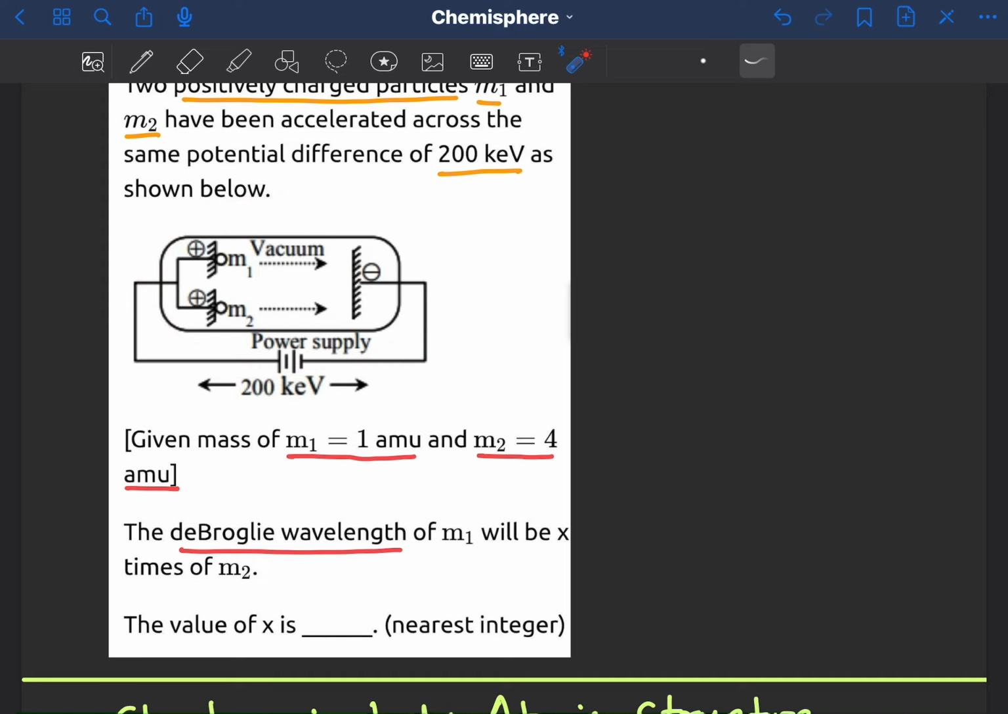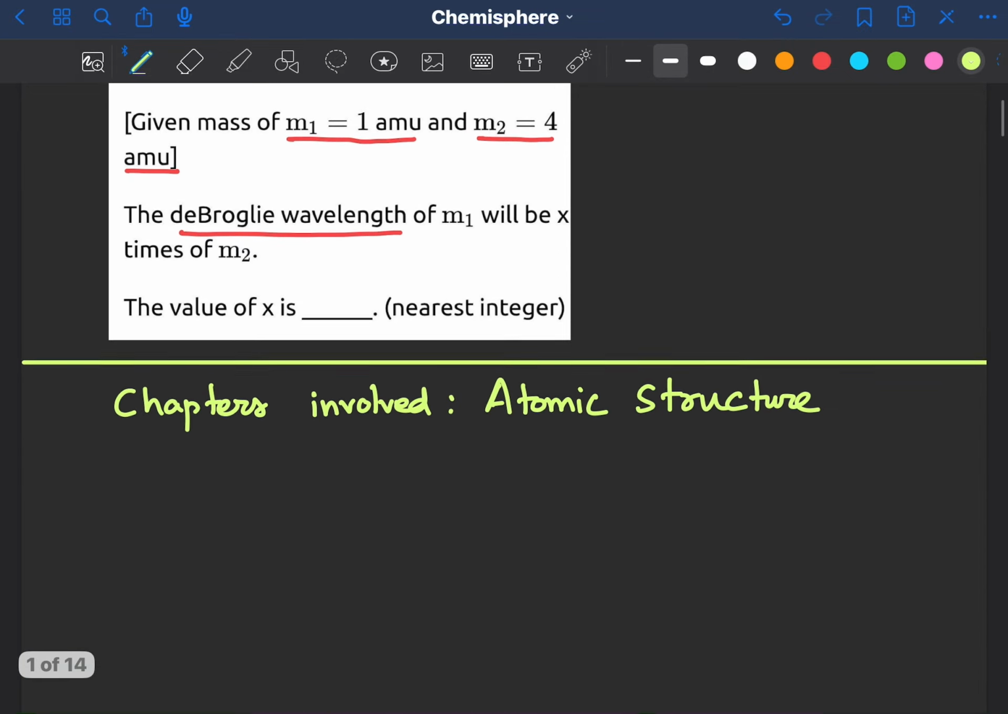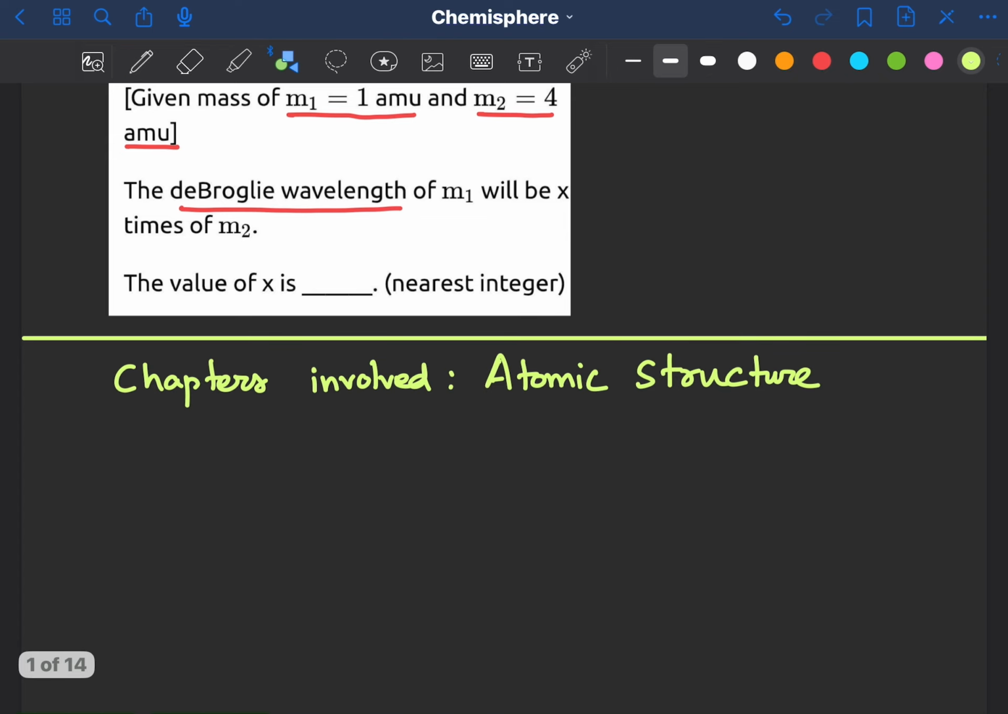Okay, now obviously in an electrolytic cell or in a discharge tube, the anode is going to be positive, so this is the anode and this is the cathode. Okay, and since they are positively charged, they are attracted towards the negative plate. Okay, now coming back to de Broglie's equation.